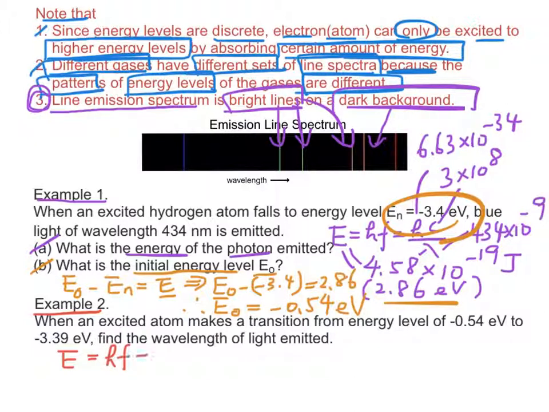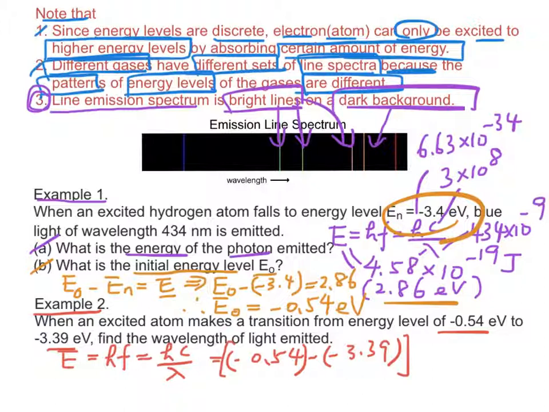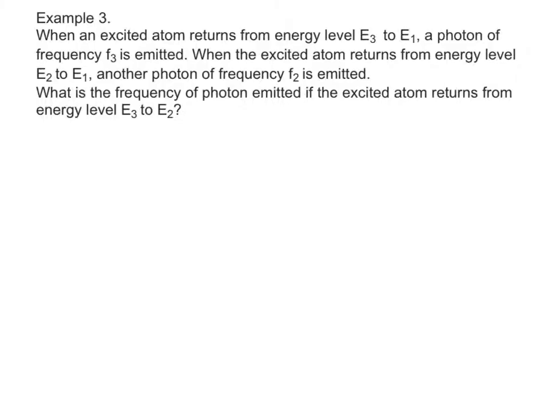Example 2. The energy of photon emitted equal to hf equal to hc over lambda equal to negative 0.54 minus negative 3.39 times 1.6 times 10 to the power negative 19. Therefore, the wavelength of light emitted is equal to 4.36 times 10 to the power negative 7 meter.